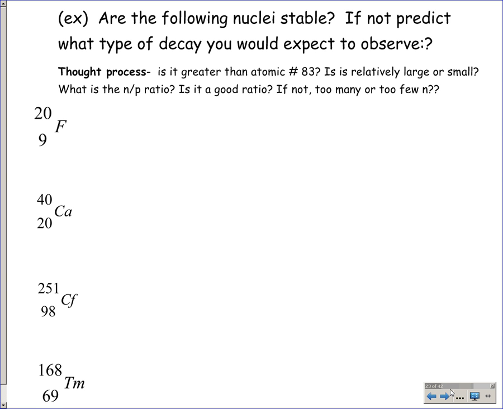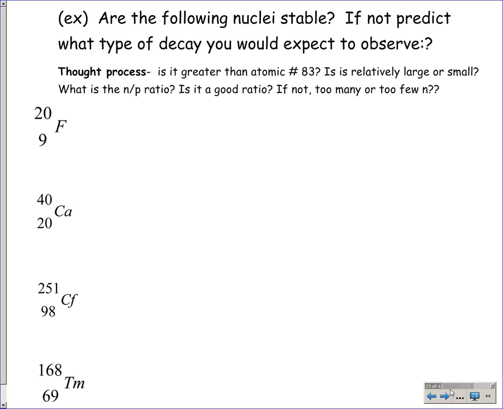If the atomic number is greater than 83, then it will decay because it is very unstable, it's too big. And then you can figure out the neutron to proton ratio. Is the neutron to proton ratio too large? If so, beta decay. If it's too small, proton emission or electron capture. So you need to do the math there and see if the ratio is good or not good.